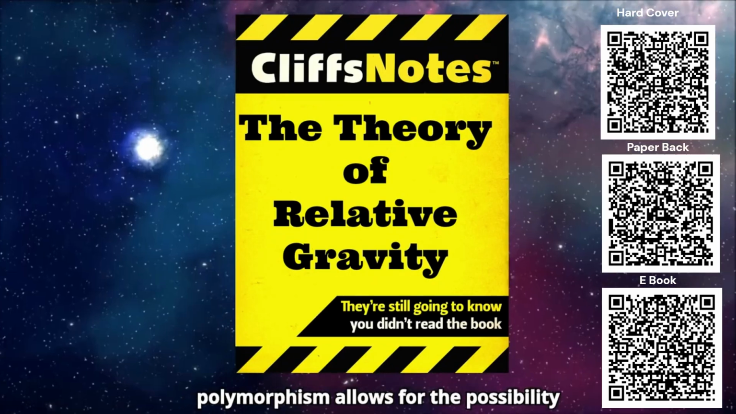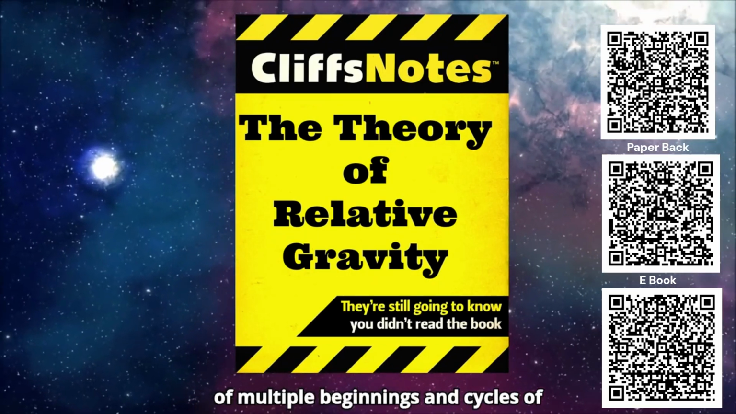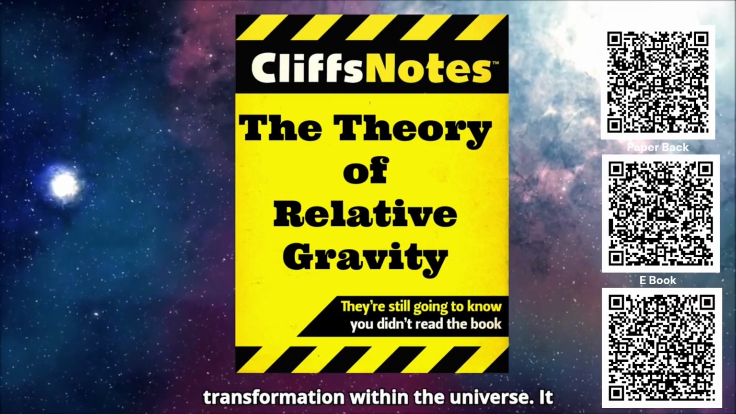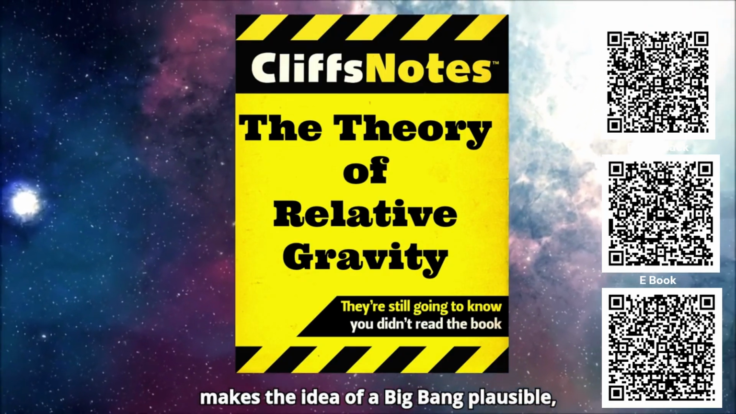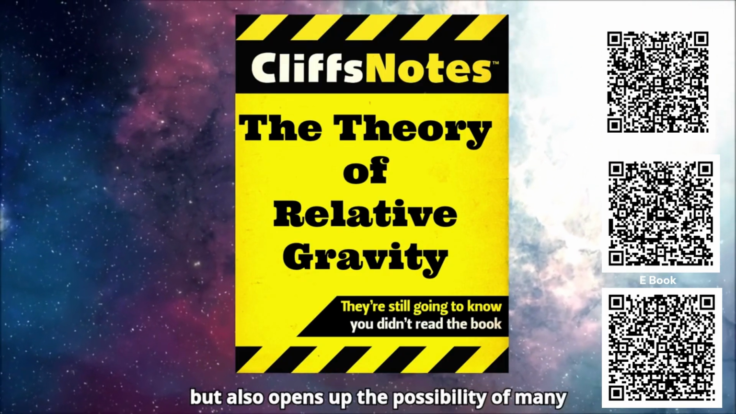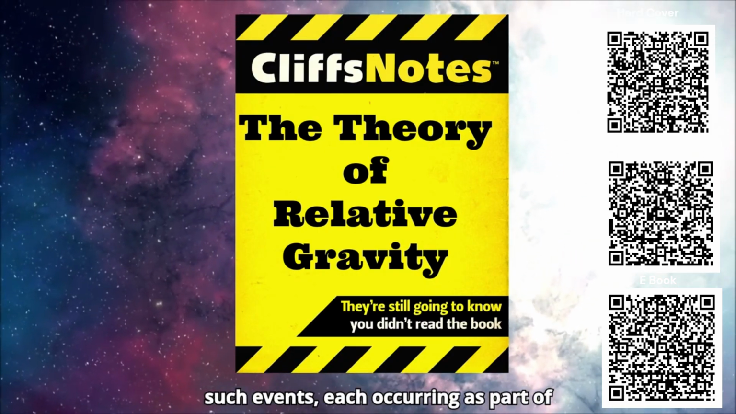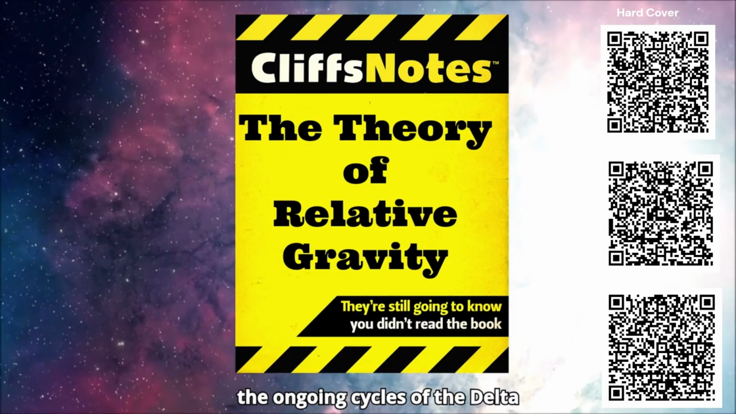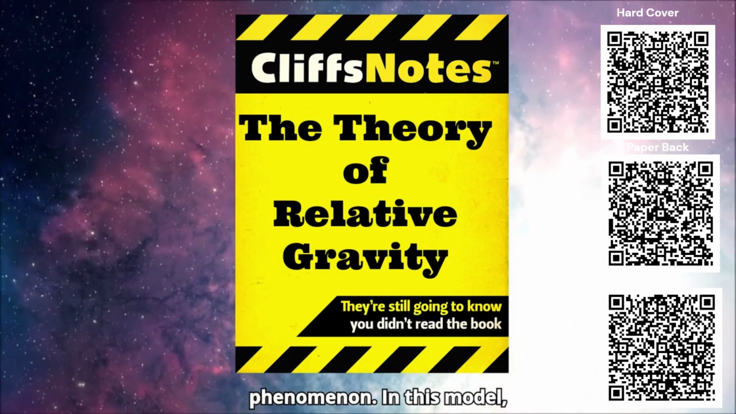polymorphism allows for the possibility of multiple beginnings and cycles of transformation within the universe. It makes the idea of a Big Bang plausible, but also opens up the possibility of many such events, each occurring as part of the ongoing cycles of the delta phenomenon.